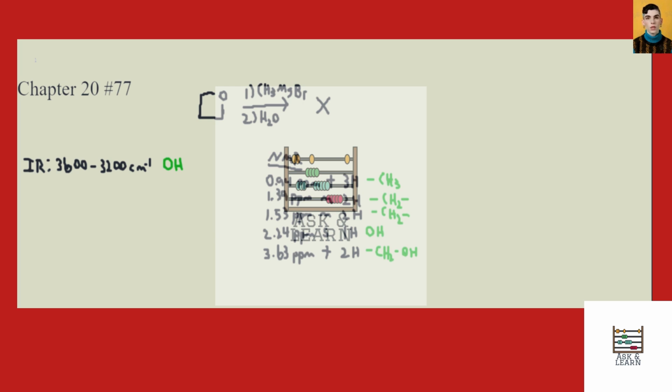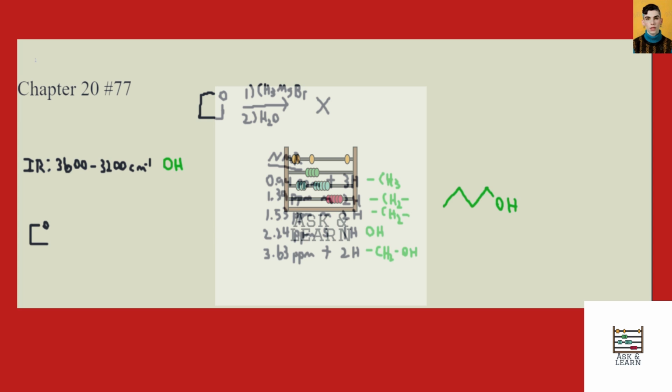And so looking at these 5 signals that we have, I'm going to say that the structure of our product is this. So 1-butanol. And then as far as a mechanism that illustrates its formation, I'll do that over here on the left. It's a pretty straightforward mechanism.